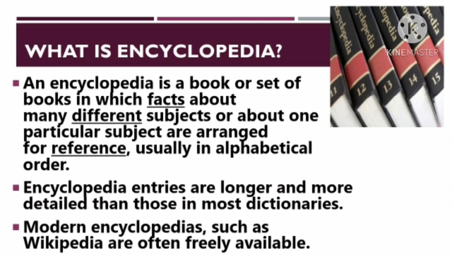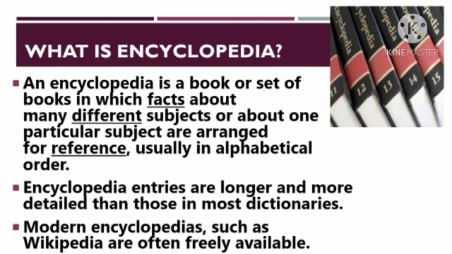What is an encyclopedia? It is a book or set of books in which facts about many different subjects or about one particular subject are arranged for reference. It is usually in alphabetical order so that it is easy for you to search. It provides summaries of knowledge either from all branches or from a particular field or discipline.